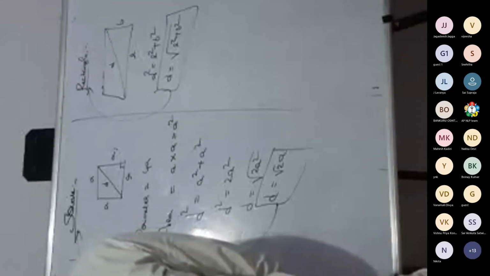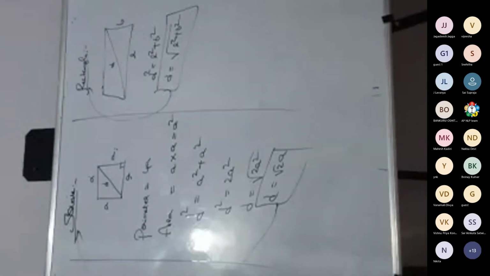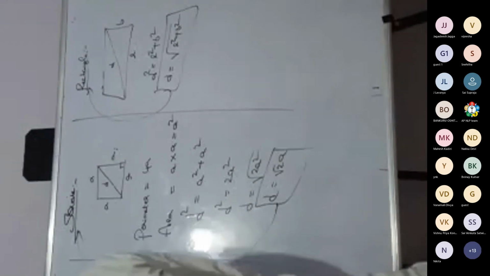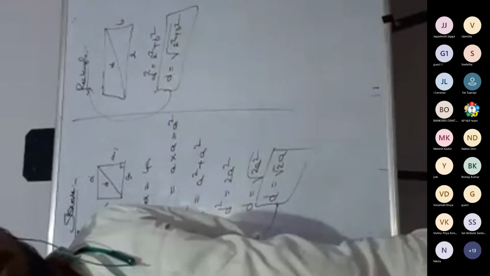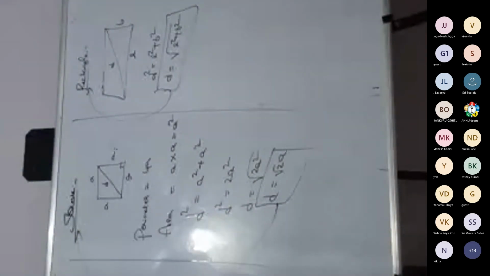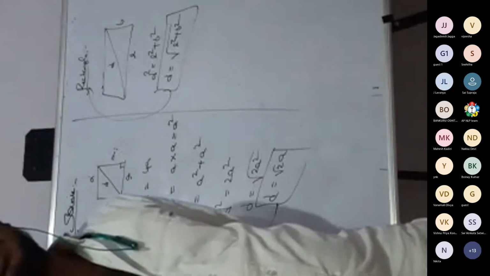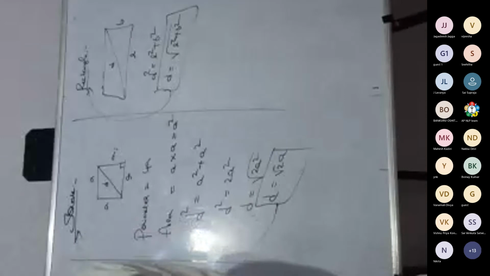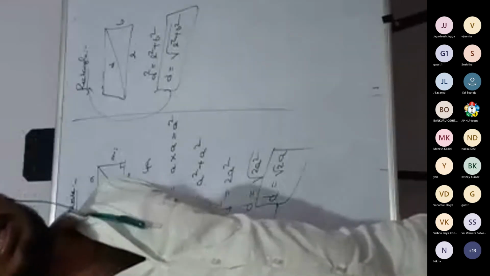What is the area of the square? A square. What is the area of the rectangle? L into b. What is the perimeter of the rectangle? 2 of L plus b. What is the perimeter of the square? 4A. So what is the area of the rhombus? Half into the product of the diagonals, D1 D2. What is the relation between the sides and diagonals in a rhombus? 4A square is equal to D1 square plus D2 square.